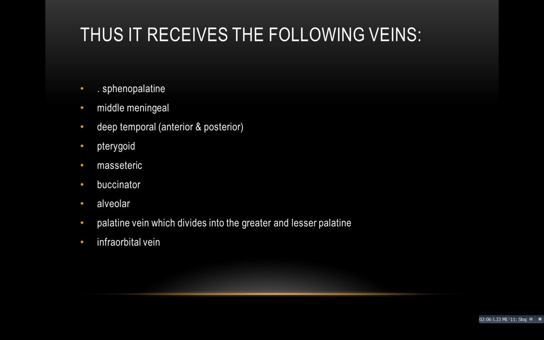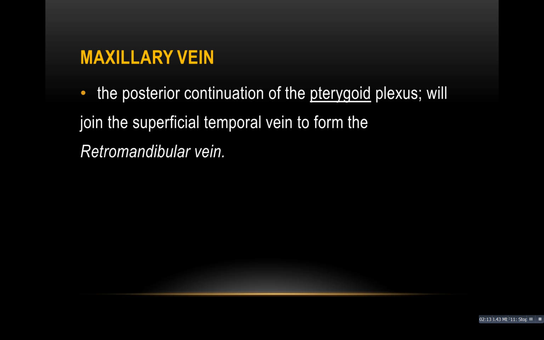So we want to know more about the maxillary vein. What is the maxillary vein? Actually, the maxillary vein is a small, short vein that is the posterior continuation of the pterygoid plexus. And then this vein will join the other vein, which is the superficial temporal vein, to form the retromandibular vein, so it's important.